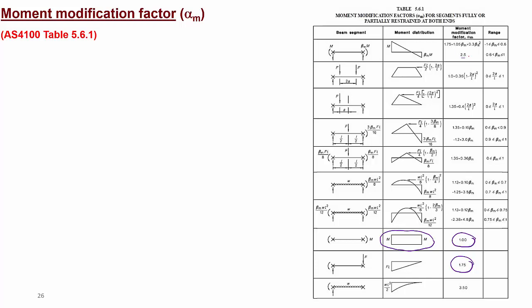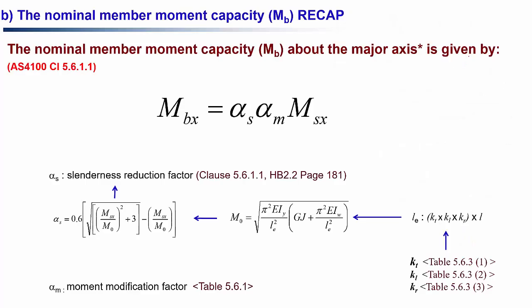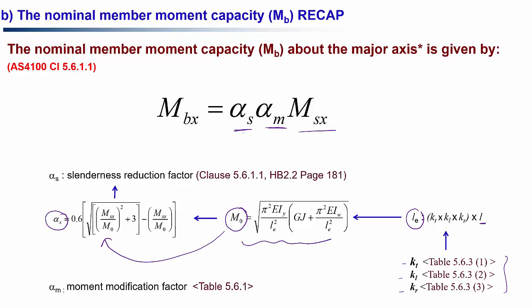Basically, once we know the alpha m, we can go and find what would be your capacity of the section. So to summarize, your nominal member moment capacity, MBX, is given by the alpha S factor, slenderness reduction factor, multiplied by the moment modification factor, multiplied by your nominal section moment capacity, right? So MSX we already found out using yield stress multiplied by the effective section modulus. Now, to find alpha S and alpha M, we use the KT, KL, and KR factors from these tables, multiply with the length of the segment of the beam, and you get the effective length. Use that effective length in the reference moment. You find the reference moment M0. Use that reference moment in this equation and find your alpha S factor.